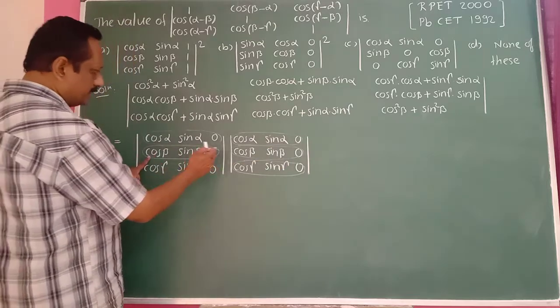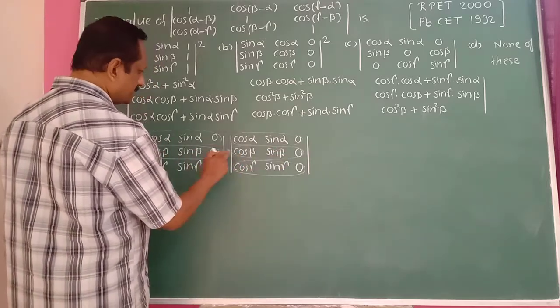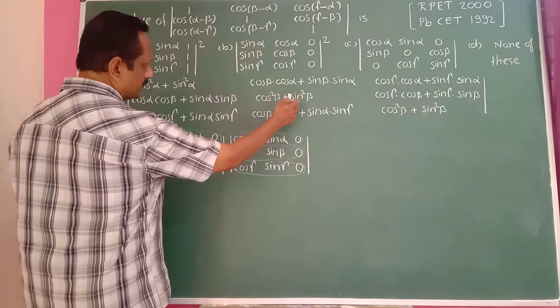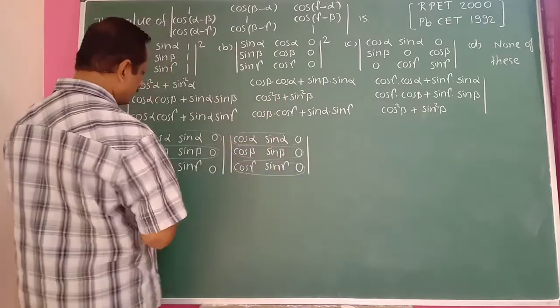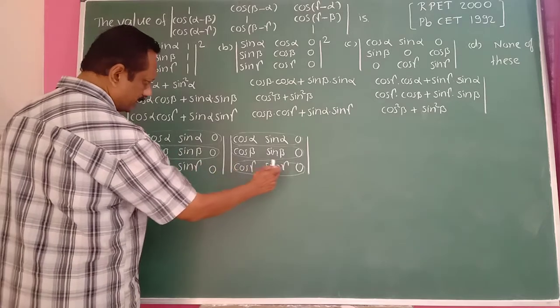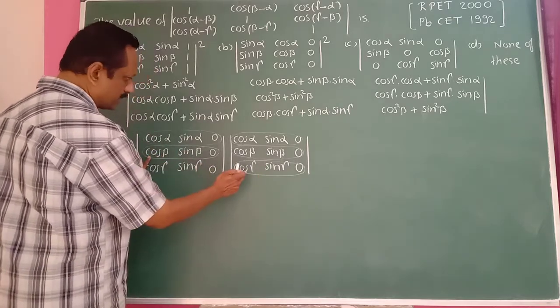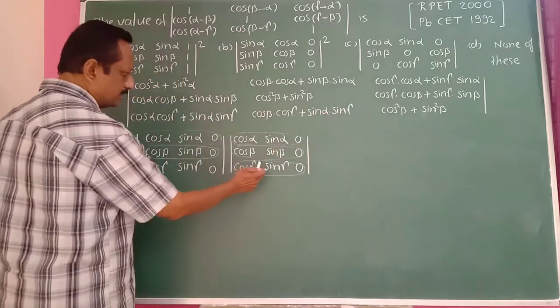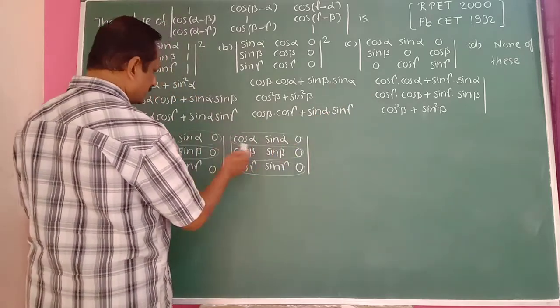Then multiply this with the second row here. Cos beta into cos beta, cos square beta. Sin beta sin beta, sin square beta. 0 into 0 becomes 0. Multiply this with this row here. Cos beta cos gamma, sin beta sin gamma. Then it is a 0.